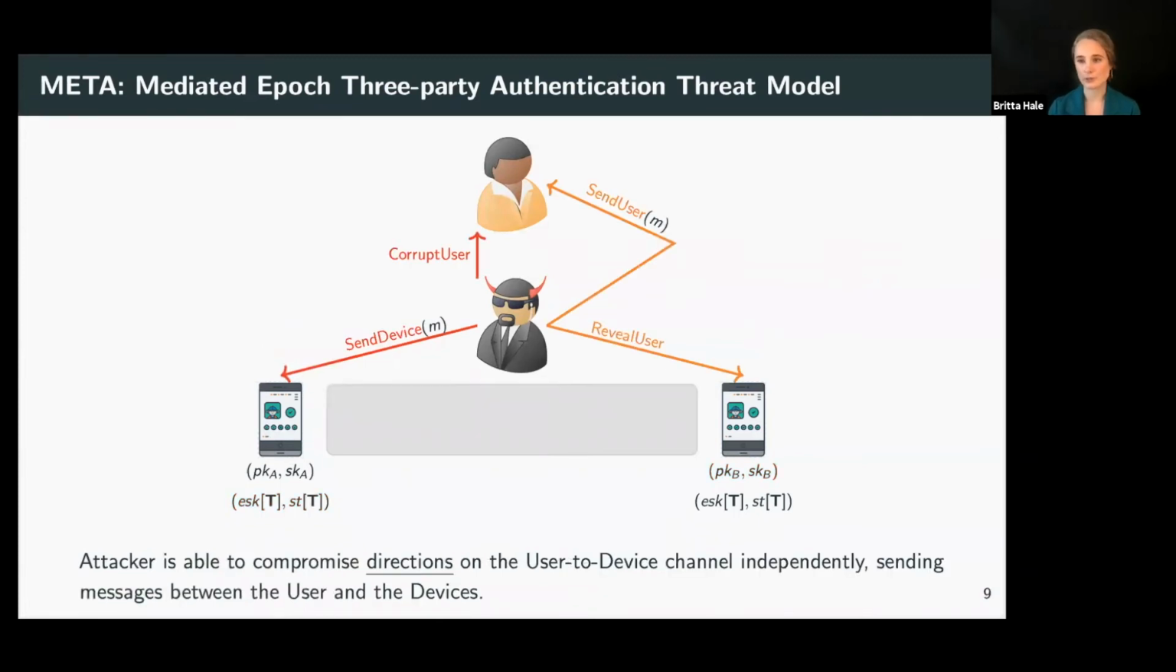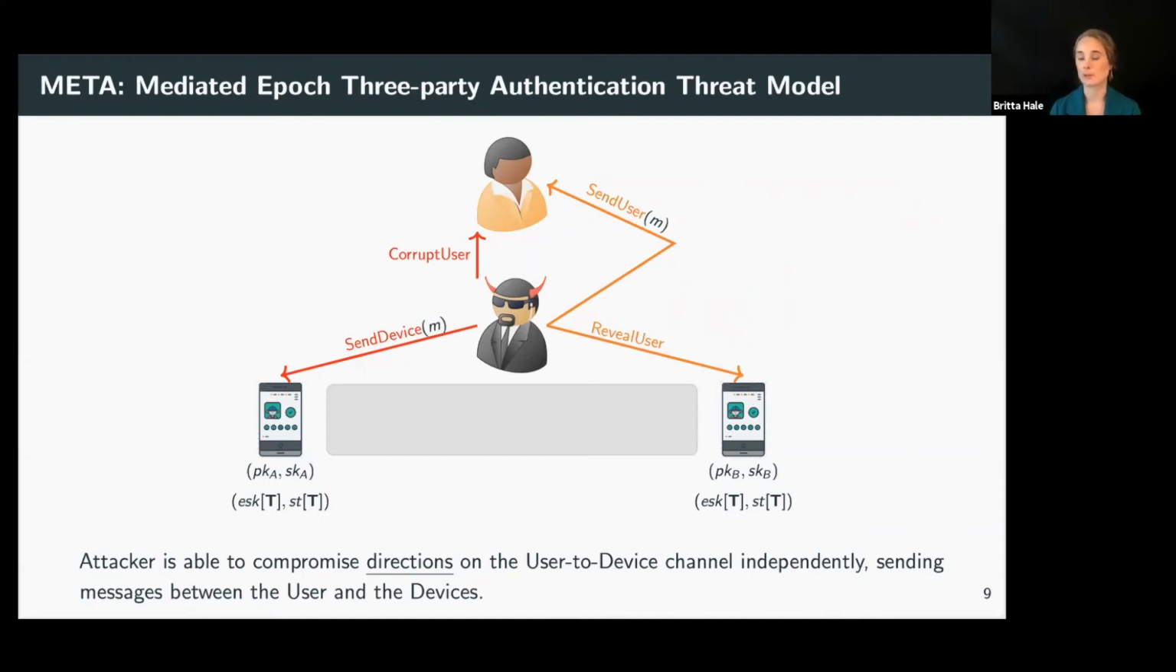On the user-to-device channel, we actually mirror the queries in a similar way. We have a send-device query and a send-user query, and we have two extra queries. One, the corrupt user, allows the adversary to control the user's actions, namely what's input to the device. This could also be interpreted as other types of malware on the device or attacks that could affect the inputs going in.